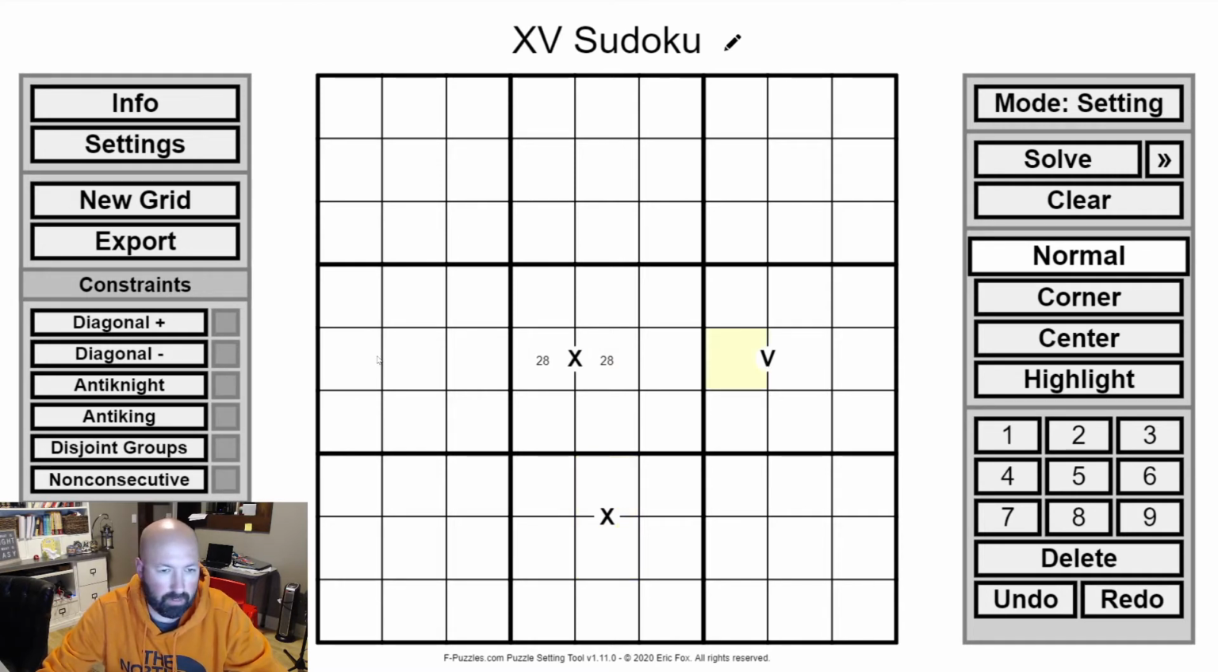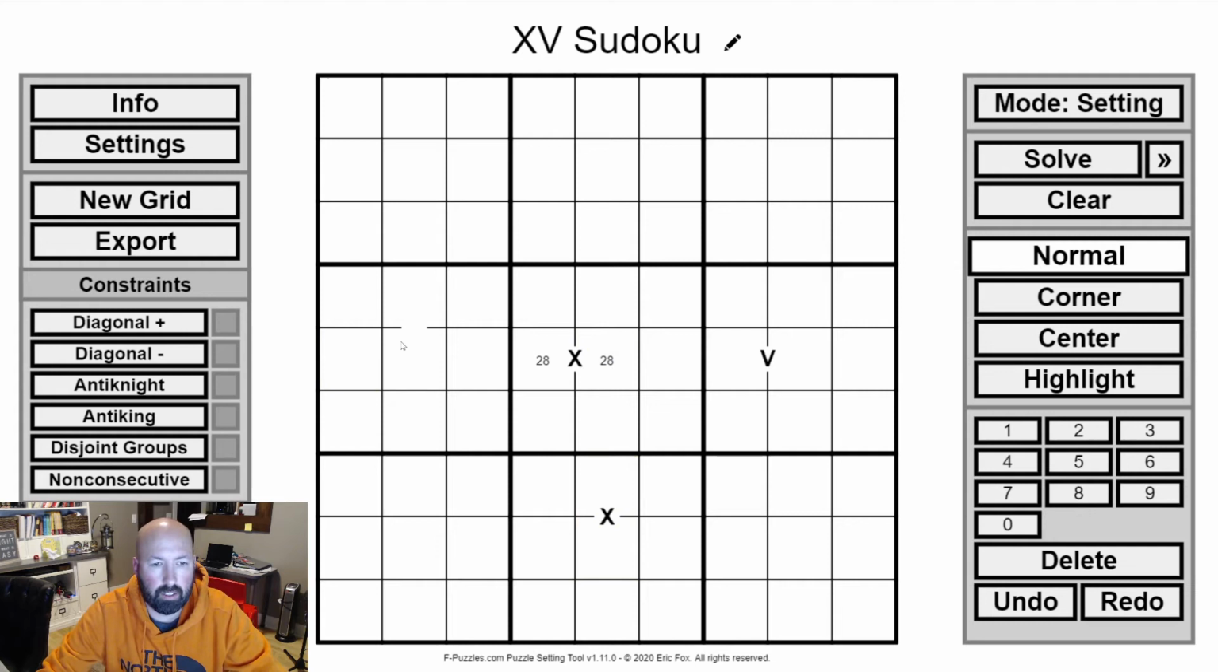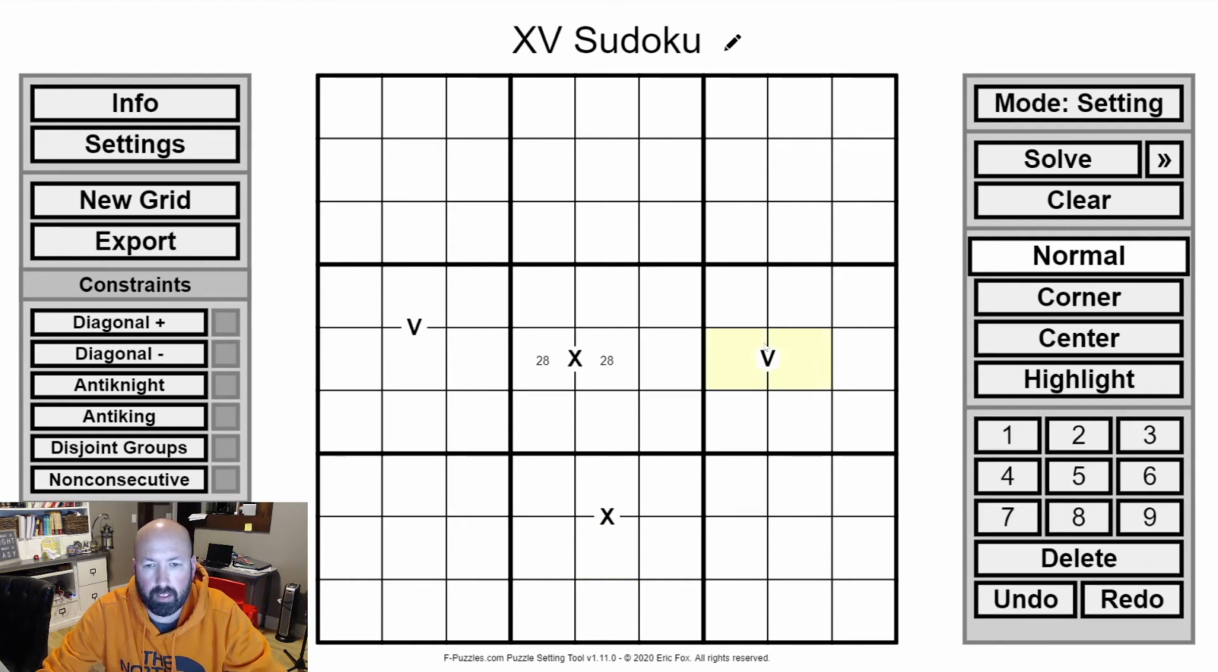You'd have the same thing with a V. If I had a V right here, whatever I put in here, if this was 1 and 4 like we had earlier, this one now cannot be a 1 or a 4, so neither of these can be a 1 or a 4. So that's something to look at.